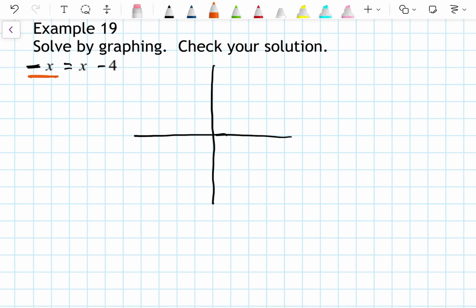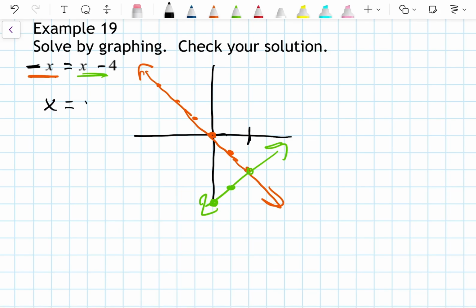The left piece is y equals negative x, so that would have an intercept of 0, and my slope is going down. So it'd be a line like that. My other one would have an intercept of negative 4 and a positive slope, so it'd be like this. My solution would be at positive 2, so x equals 2.